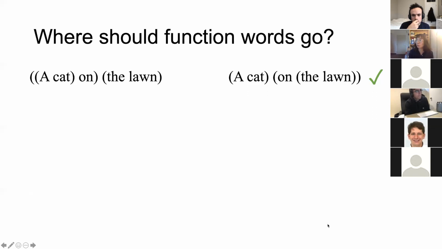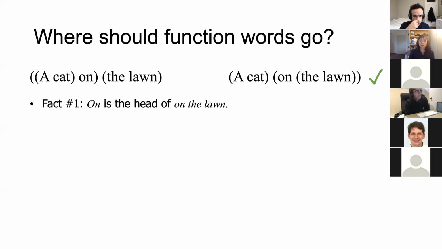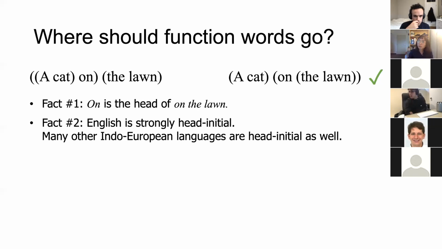So, but notice that this is very difficult to be reflected in terms of concreteness. But there are some facts that support us to resolve this issue. So there's factor one, which is the word "on" is actually the head of this phrase "on the lawn". And factor two, English is very highly initial, and so are many Indo-European languages. Highly initial means that the head of a phrase usually appears as the first or the initial term in that phrase.